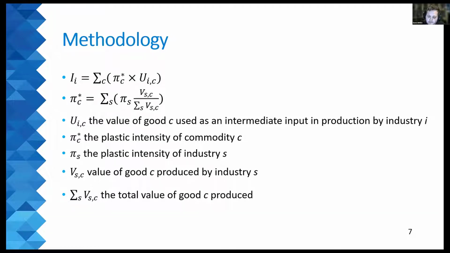This would mean that the plastic intensity of plastic bottles is 95% based on the plastic intensity of the plastic bottles industry, 2% based on the plastic intensity of the shaped plastic industry, and 3% based on the plastic intensity of other industries. Now, plastic intensity overall for each industry is determined separately for each of the 13 plastic commodities that I talked about a couple of slides ago.